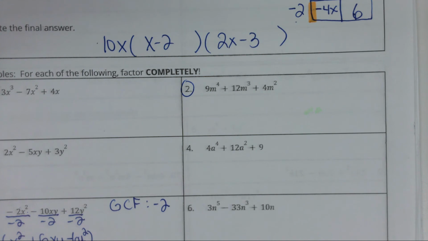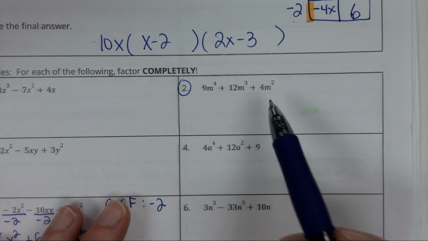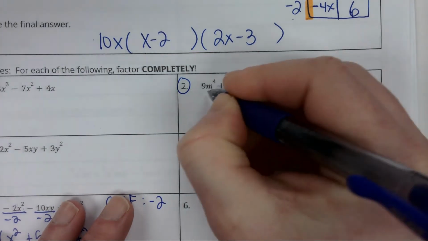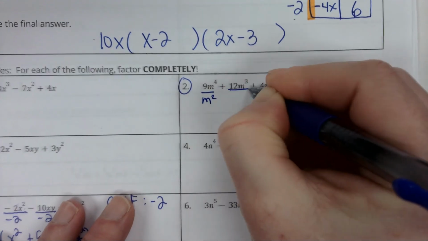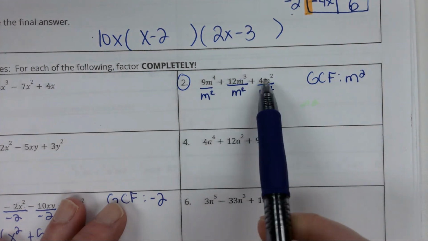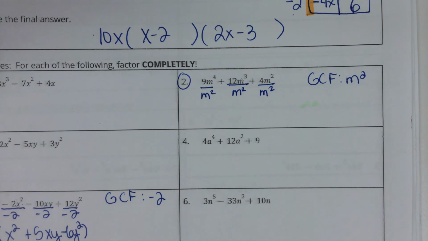But can you pull out a factor of m? M to the what? 4th. You cannot because they don't have the same exponent. If they were all m to the 4th, you could add them together, but because they're all different, you can't.